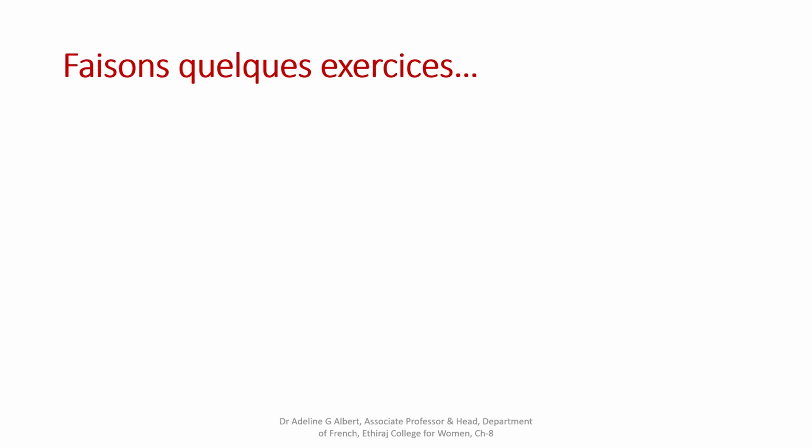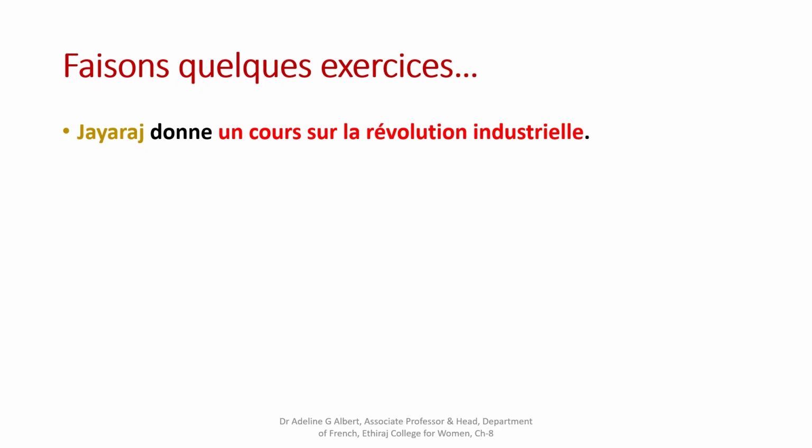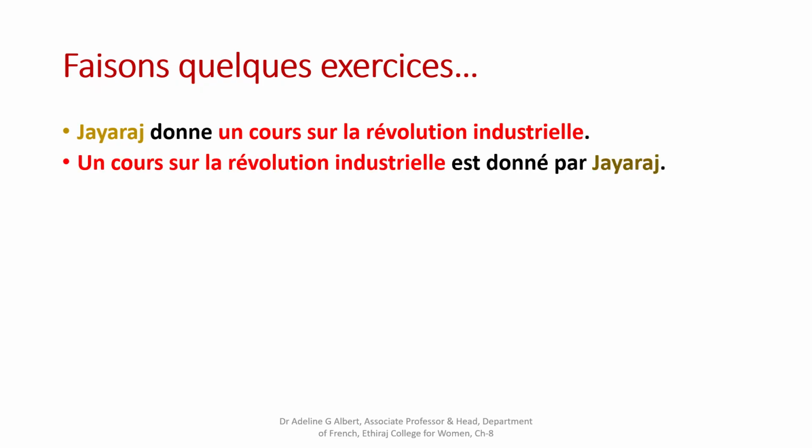Let's do some final exercises. Jairaj donne un cours sur la Révolution française. Red is your object, it comes to the beginning. Jairaj is your subject, it goes to the end. Donne is your verb, it becomes 3 parts. Donne is present tense, so I have être present tense. This is the past participle of donner, and then you have par.